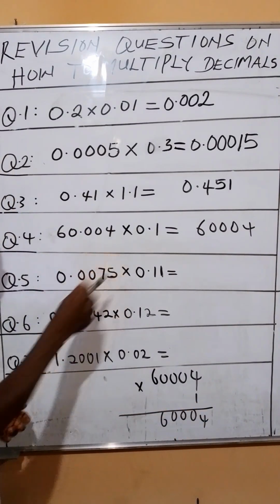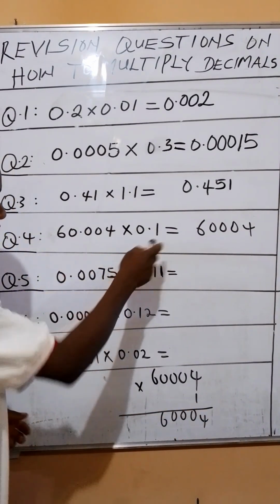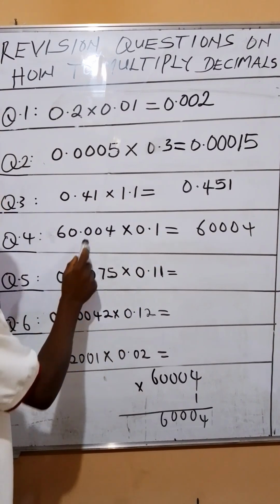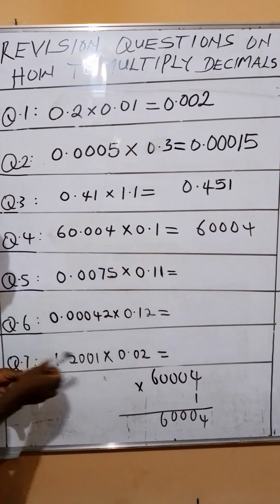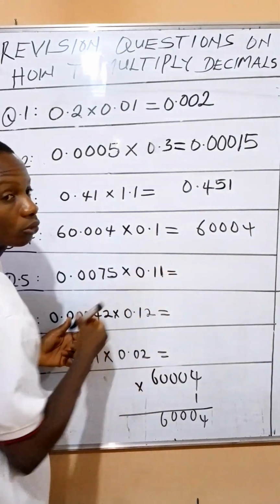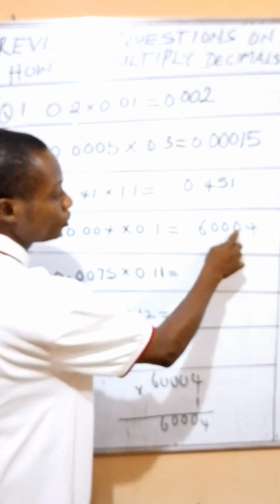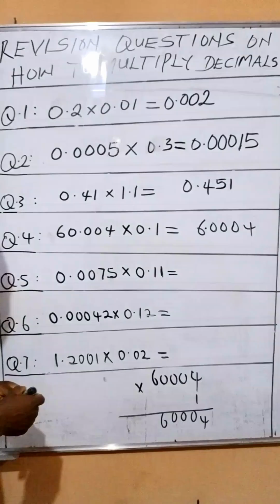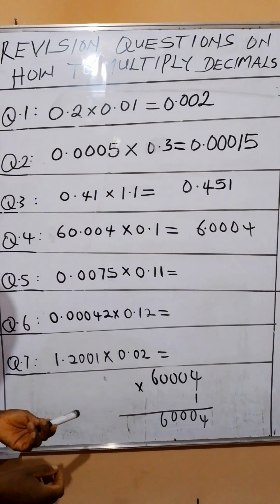Then the question is, how many decimal places? Count the number of decimal places. Here we have 3, here we have 1, that's 4. So start from the right, count to the left. We have 1, 2, 3, 4. Therefore, put the decimal point here. That solves the problem.